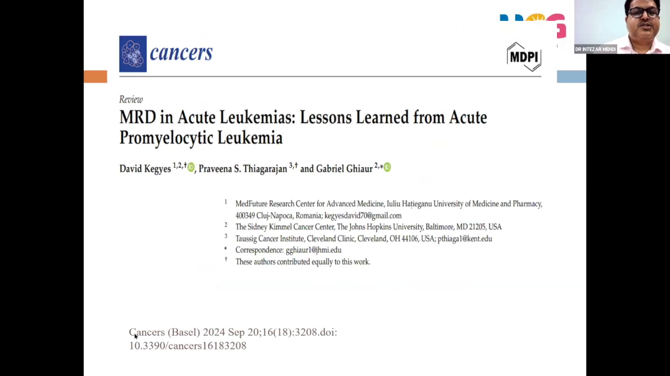Now, in the last 20 years, considerable progress has been made in MRD, and this is a beautiful paper which was written by David et al. in 2024 in Cancers, Basel. And this talks about MRD in leukemias and actually how we've learned from APML. APML was the first disease where we were able to evaluate MRD based on the PCR base.